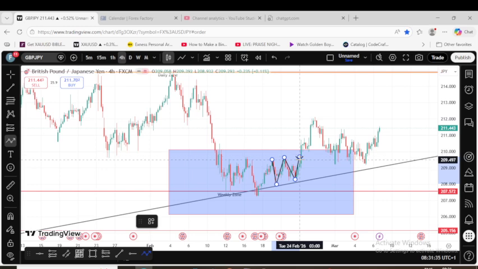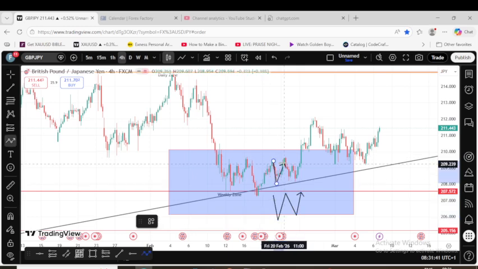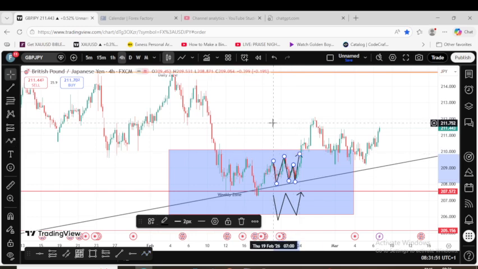That is to say, let me draw it a second time to express what I'm trying to say. I see this price came down like this. When price came down for the second time, price formed a smaller W pattern. So we have a smaller W pattern contained inside of a larger W pattern.